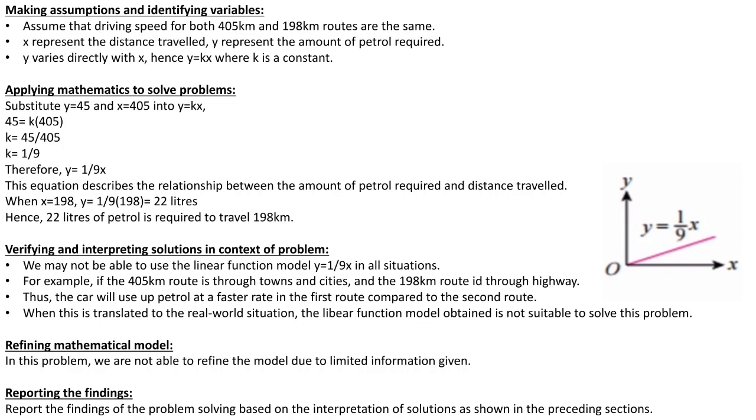Fourth is verifying and interpreting the solution in the context of the problem. We may not be able to use the linear function model y equal to 1 over 9 x in all situations. For example, if the 405 km road is through towns and cities, and the 198 km road is through a highway, the car will use up petrol at a faster rate on the first road compared to the second road. When this is translated to the real-world situation, the linear function model obtained is not suitable to solve this problem.